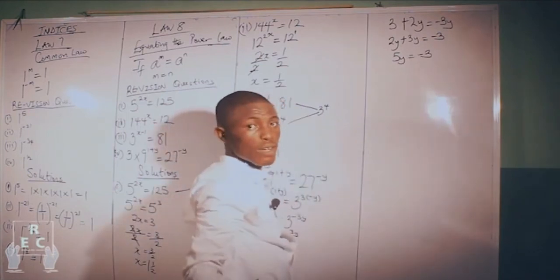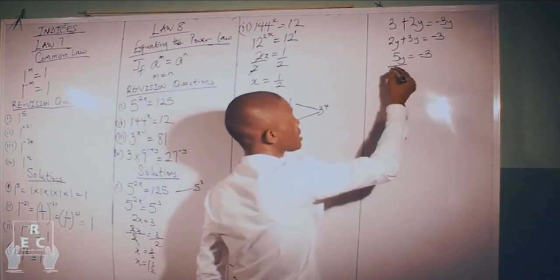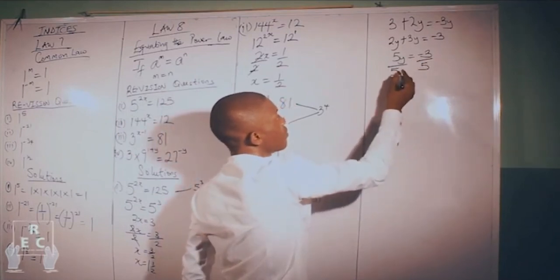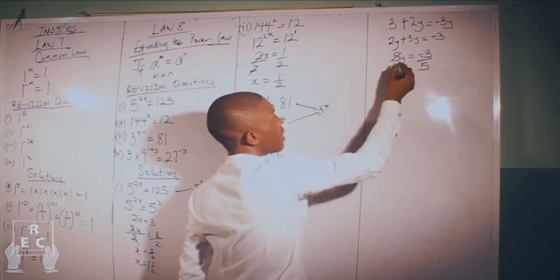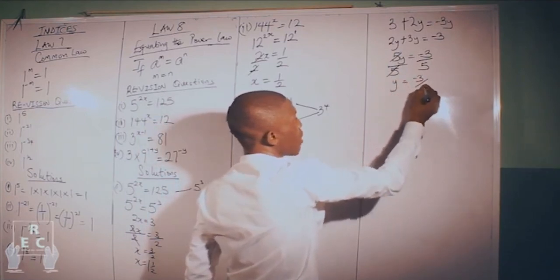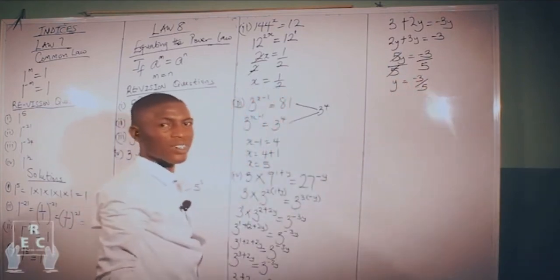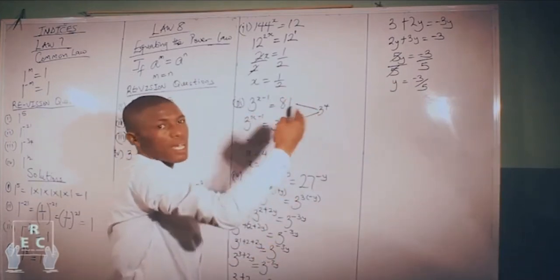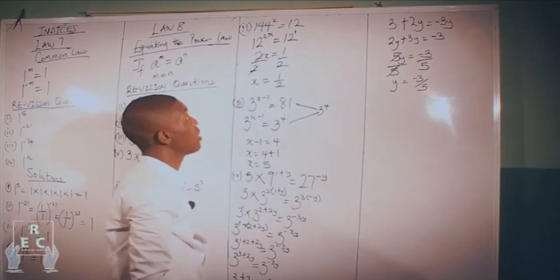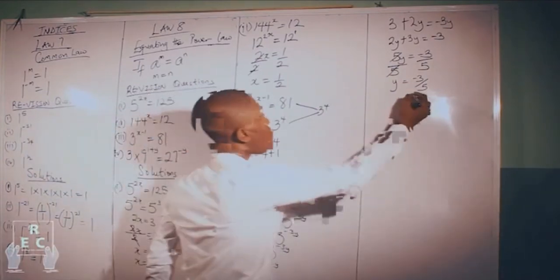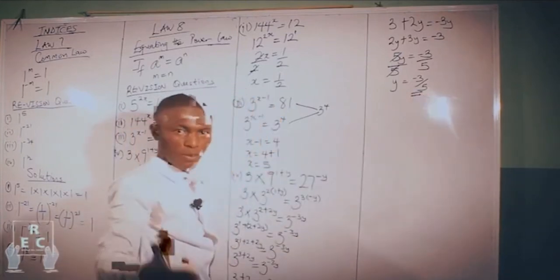Then what do you do? You divide both sides by the coefficient of y. You have 5, divide 5 here, you have y equals minus 3 over 5. Okay, it's just an iteration process. Just list them a step at a time, and you get your answer. So that leads us to the end of the 8th law of indices. Let's move on to the 9th law.